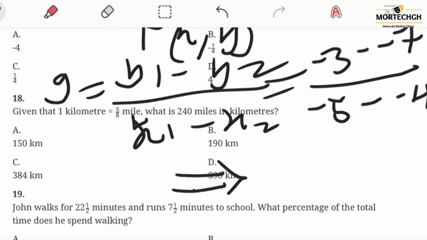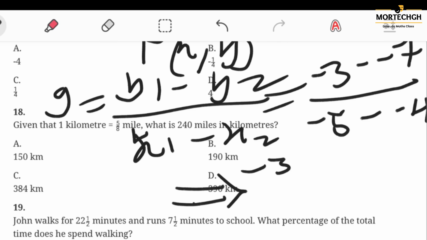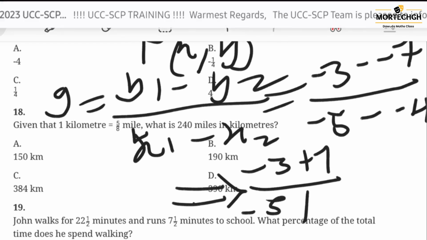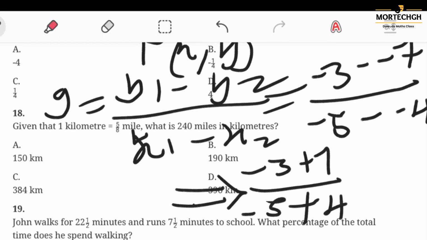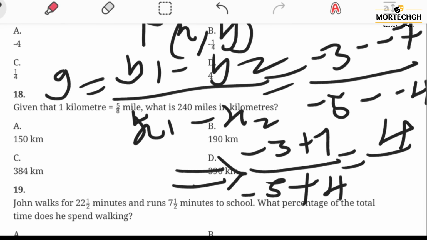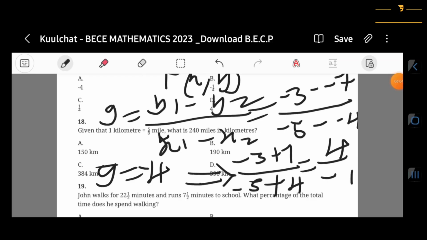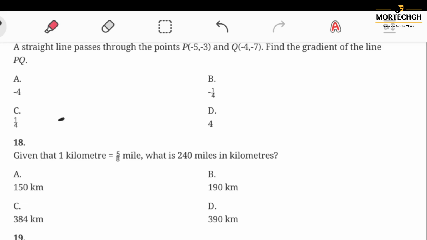So the negative will turn to positive. Minus 3 plus 7 all over minus 5 plus 4, which will give you 7 minus 3 will give you 4, minus 5 plus 4, which will give you minus 1. So the gradient G is equal to minus 4, which is A as the answer.